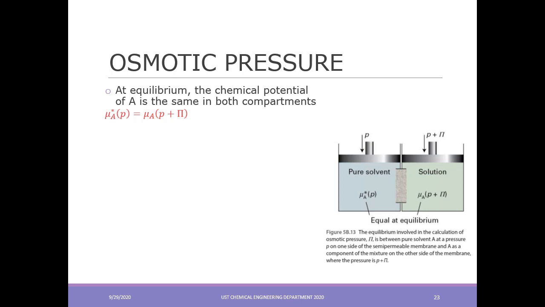We know that the chemical potential of the solvent in the solution can be expressed as the chemical potential of the pure solvent at the same pressure plus RT ln XA. Combining the two equations, we get the chemical potential of the pure solvent at the increased pressure minus the chemical potential of the pure solvent at its initial pressure is equal to negative RT ln XA.